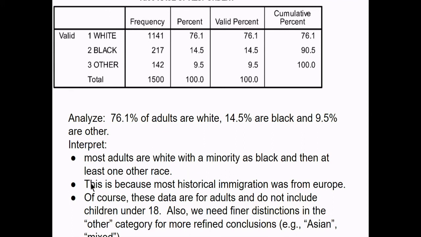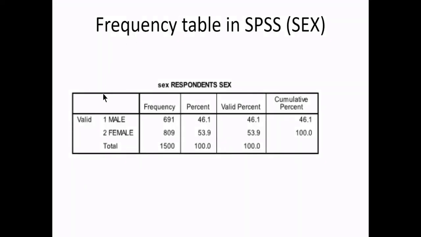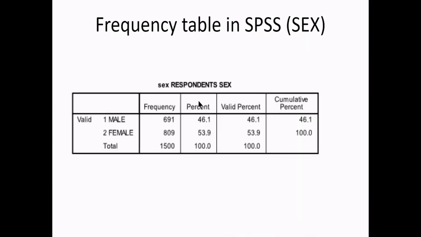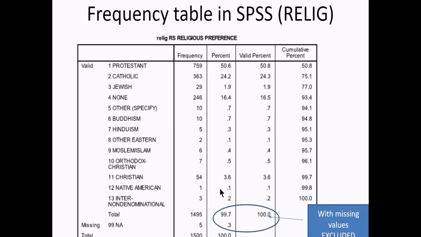And then I would say, back to theory, this is because most historical immigration was from Europe. Okay. And then I might say, of course, these data are for adults and do not include children under age 18. I'm criticizing what I just did. Also, we need finer distinctions in the other category for more refined conclusions about other research questions, something like that. Here's another example of a frequency table produced in SPSS, as you will see. And here's sex, of course. Notice again, there are no missing cases.